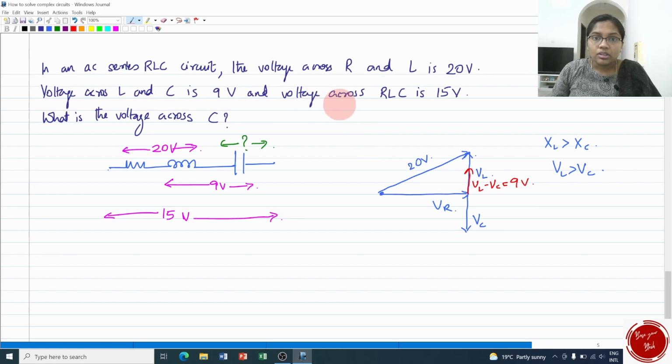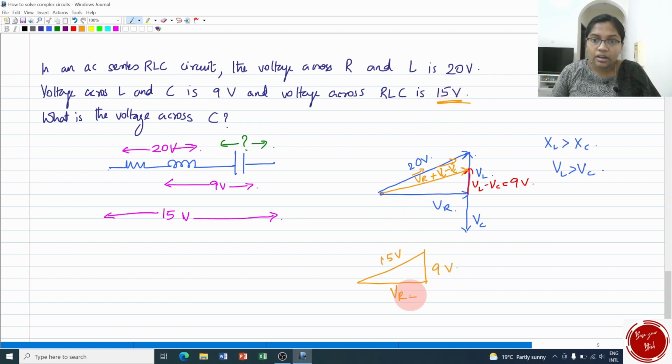Now the voltage across RLC is 15 volt. Here is VR, the voltage across the resistor, and this red phasor is the net voltage across L and C. The resultant voltage across R, L and C will be the vector addition of the blue horizontal line VR and the red VL minus VC, and that comes to 15 volt. Let me draw this triangle separately: VR here, this is the 9 volt, and the net voltage across R, L and C is 15 volt.